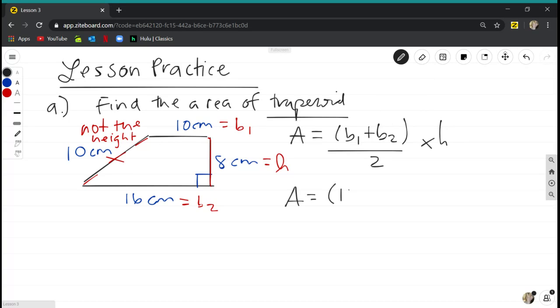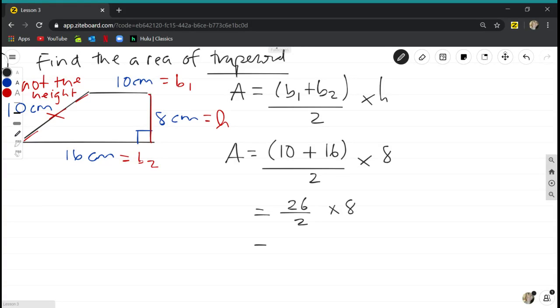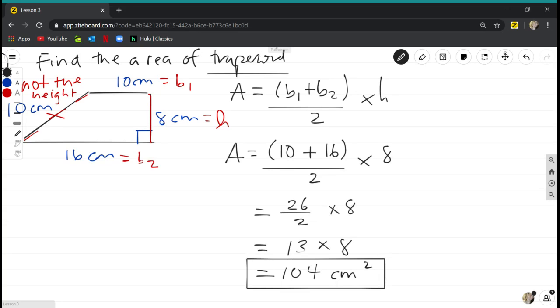So we can just plug this in. First our base 1 is 10, our base 2 is 16, over 2, and our height is 8. So 10 plus 16 is 26 over 2 times 8. So 26 divided by 2 is 13 times 8, and 13 times 8 is 104. Remember, our units are centimeters squared. Right? Okay, awesome. So go ahead and do the following practice problems that we have. If you need any help, just let me know.